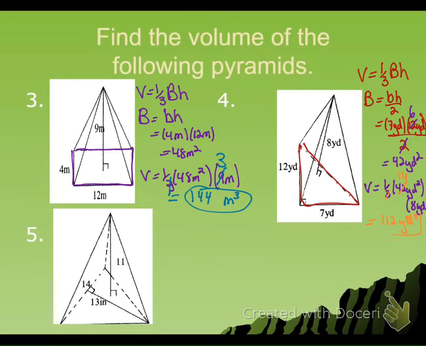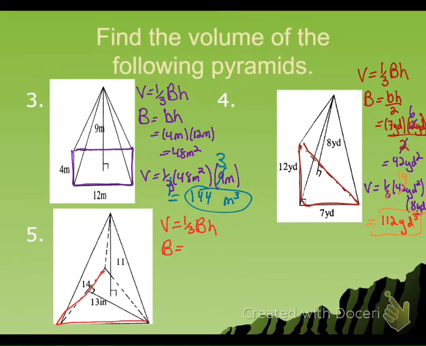Why is it 1/3 times 42 yards squared times 8? I took a 3 out of the 42 and it's 14. So what is the formula we're using? V equals 1/3 base times height. Nice job. Okay, area of the base. What shape do we have as the base?